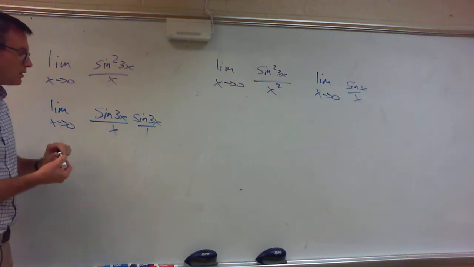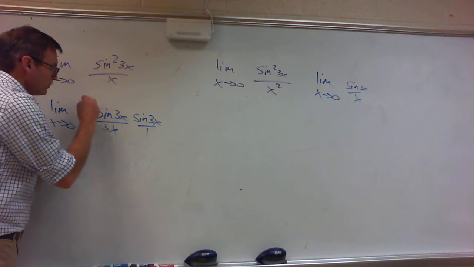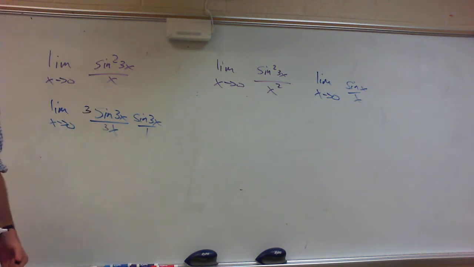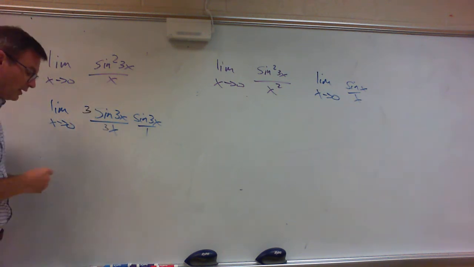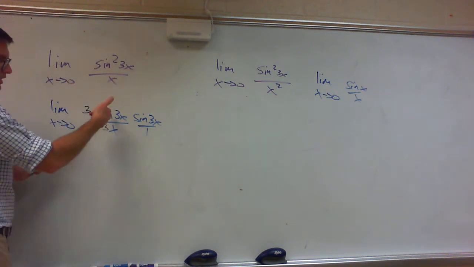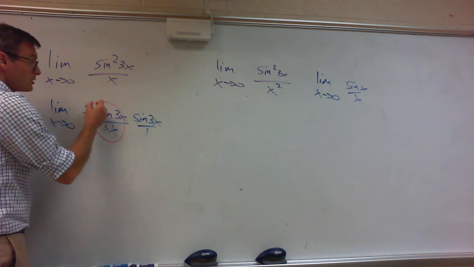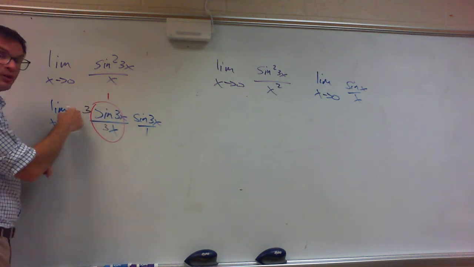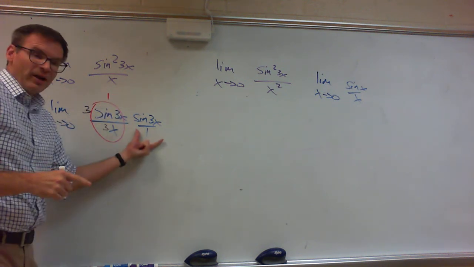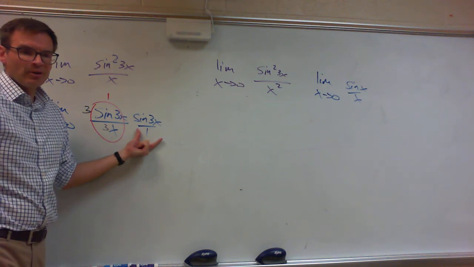So I need a 3 here, so I'm going to put a 3 here and a 3 here. Well, now I can answer the question. Because when I look at this, I have sine 3x over 3x. As long as x goes to 0, I know this is going to be a big fat 1. This is a 3. And how do you handle this? Well, it's how you handle any limit.